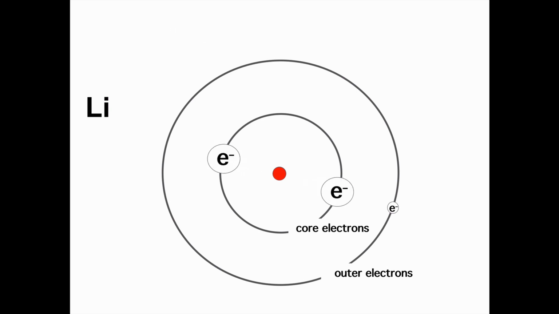Again, like I said, core electrons block the outer electron from feeling the nucleus, right? It's electron-electron repulsion. This is why the outer electron on lithium is so easy to take off. It's got inner electrons blocking it from feeling the nucleus.